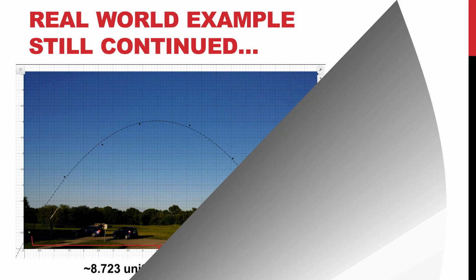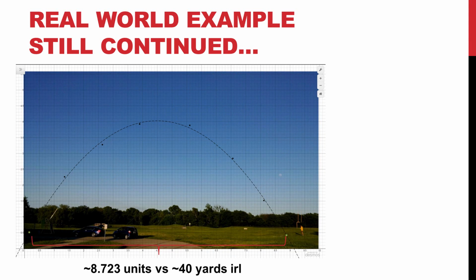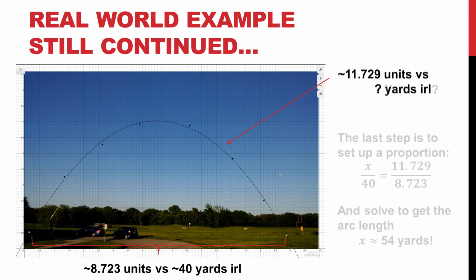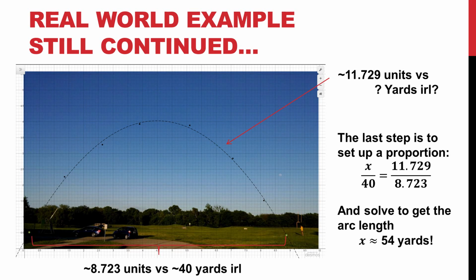But that's not all. The takeoff and landing points are approximately 8.723 units apart on the graph, equivalent to approximately 40 yards in real life. We just figured out that the trajectory is around 11.729 units long on the graph. So the last step is to set up a proportion, x over 40 equals 11.729 over 8.723, and solve to get the arc length. x is approximately equal to 54 yards.